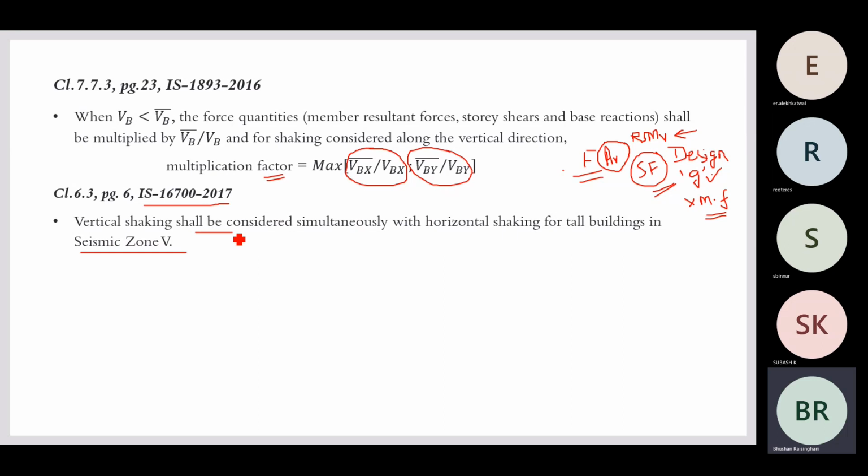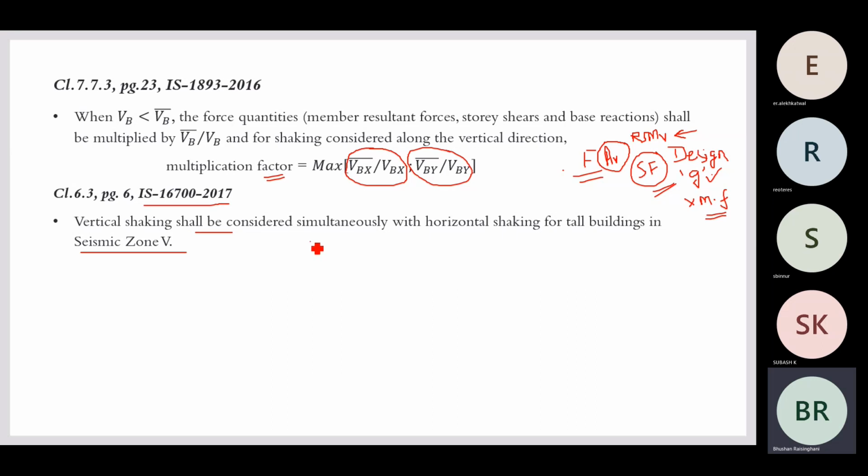So can anybody explain what simultaneously means? Happen together, sir. Yeah, but how to define it? In the load combination, sir, the 30%. Yeah, that we are already doing. Then why is the code saying that?